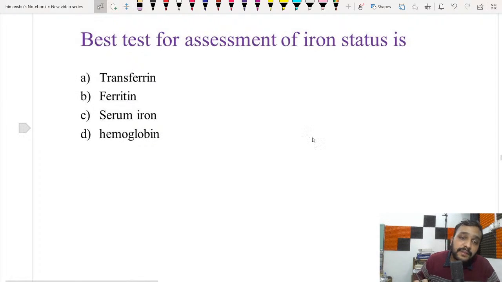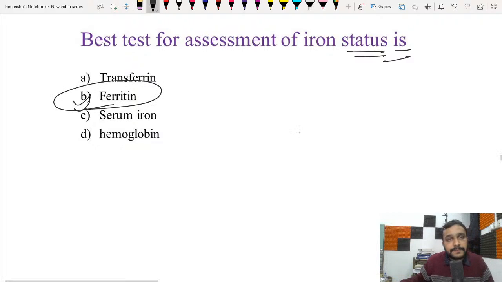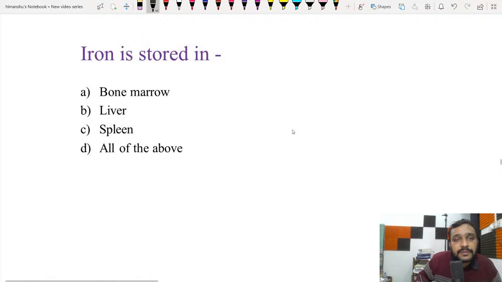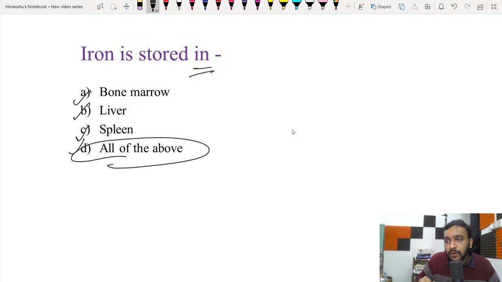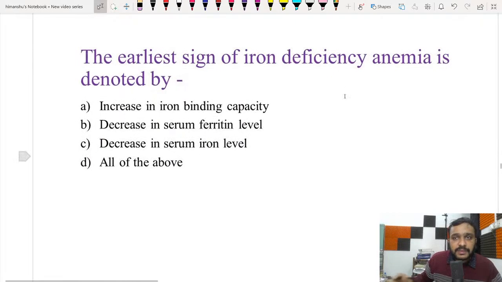Okay, so the best test for assessment of iron status is, so another simple question, and I will tell you the answer. The best test for the assessment of iron status is ferritin. Okay. So iron is stored in, another simple question. Iron is stored in bone marrow, liver, spleen. Okay. So the answer is all of the above. So not wasting too much time on easy questions.